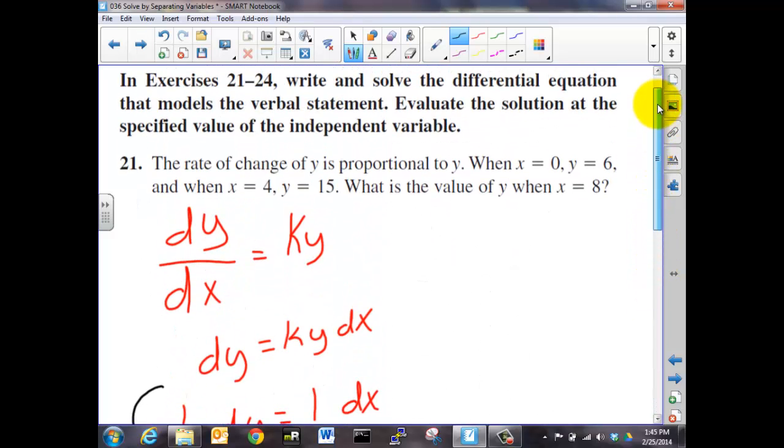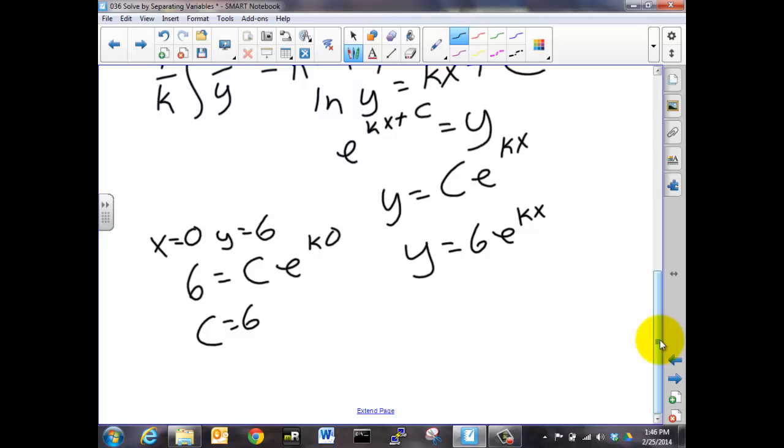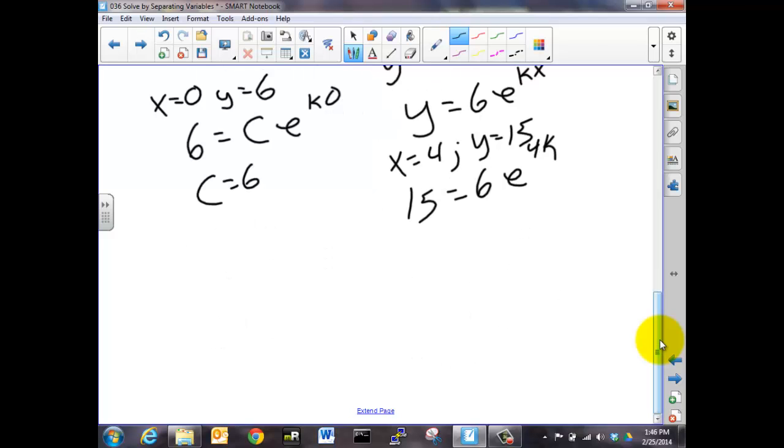When x is 4, y is 15. So now we can put that information in. x is 4, y is 15. We can say 15 equals 6 e to the 4k. Ooh, what can we do there? Divide by 6. We can get 15 over 6 equals e to the 4k. But we need k, peoples.